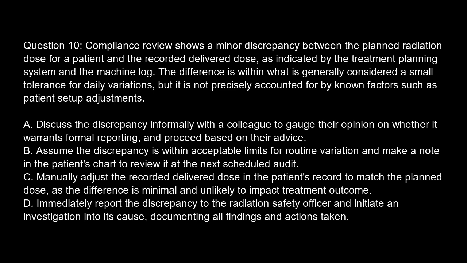Option B. Assume the discrepancy is within acceptable limits for routine variation and make a note in the patient's chart to review it at the next scheduled audit. Option C. Manually adjust the recorded delivered dose in the patient's record to match the planned dose, as the difference is minimal and unlikely to impact treatment outcome. Option D. Immediately report the discrepancy to the radiation safety officer and initiate an investigation into its cause, documenting all findings and actions taken.